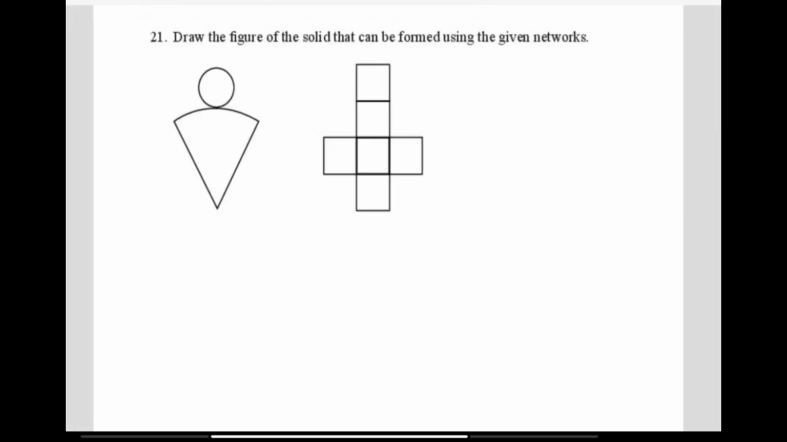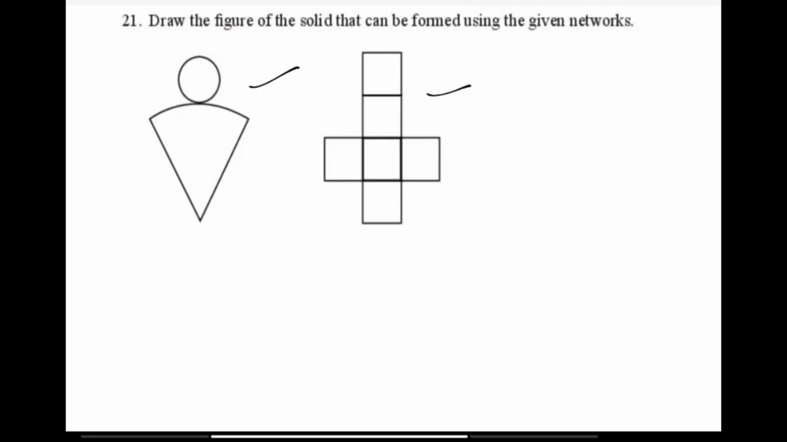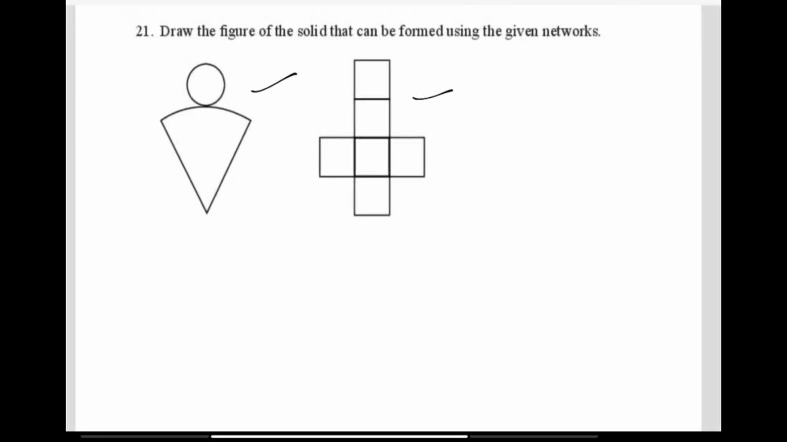Draw the figure of the solid that can be formed using the given network. So here the network has been given, you have to draw the solid figures for that. If you see this one, this is a network of some solid figure. Which figure is it? Can you tell me? Yes, it is the cone, right? If you open the cone, you will find this kind of network.